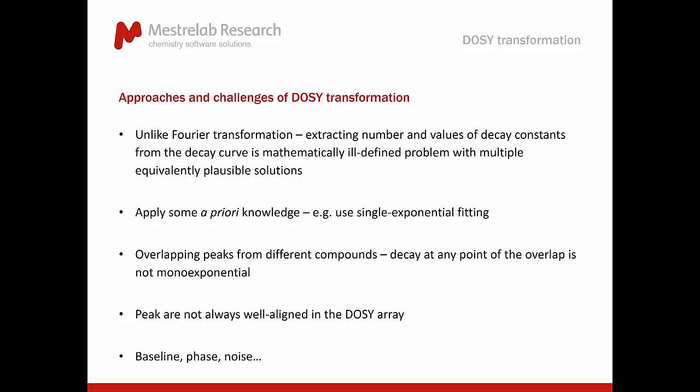The other problem is that peaks are not always aligned. A peak can drift a little when increasing the gradient strength; a lot of interesting things happen in the spectrum, and a peak can move a little away from its initial position. That means if you take a single column, you can see that this single column doesn't go through the top of the decaying peak. So you have to be careful with that. And the standard artifacts like baseline artifacts, phase artifacts, and excessive noise all complicate DOSY processing. So DOSY processing is pretty involved in mathematical operations.